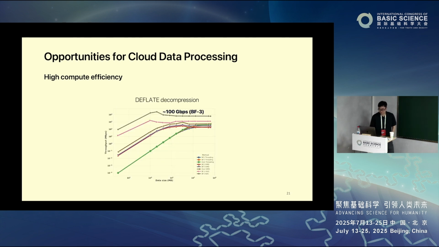We further ran this decompression benchmark across different hardware platforms, including BlueField 2, BlueField 3, and one of the most advanced servers. This figure shows the decompression throughput across the different platforms. BlueField 3 can provide almost 100 gigabit decompression throughput. This is very high. It basically means that we can do decompression at line rate.